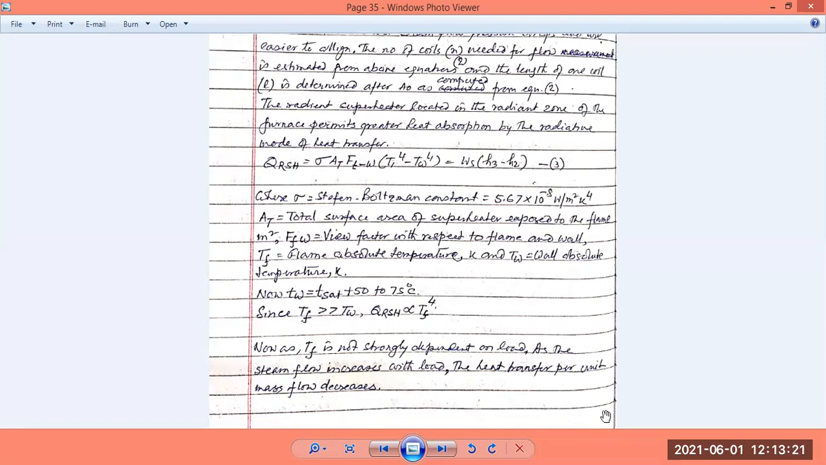Now as TF is not strongly dependent on load, and as the steam flow increases with load, the heat transfer per unit mass of fluid decreases. So QRSH equals sigma AT F (TF to the power 4 minus TW to the power 4), where sigma is the Stefan Boltzmann constant 5.67 into 10 to the power minus 8 W per meter square per K to the power 4, AT is the total surface area of the superheater exposed to the flame in meter square, F is the view factor with respect to flame and wall, TF is the flame absolute temperature in degree Kelvin, and TW is the wall absolute temperature in degree Kelvin.